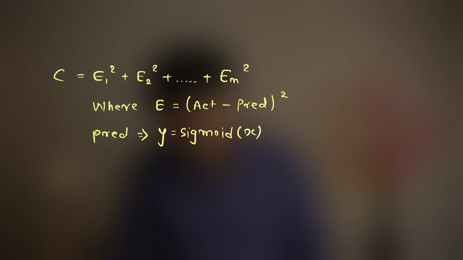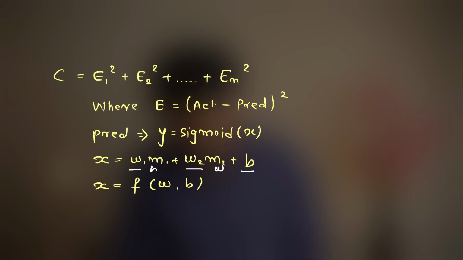So the predicted value was y, and y is equal to sigmoid of x, where x is equal to w1 m1 plus w2 m2 plus b. Here w1, w2 and b are weights and biases, and m1 and m2 are height and width data of the flower. So x becomes a function of weight and bias. And if x is a function of weight and bias, then ultimately the cost function will also become a function of weight and bias. For simplicity, let's remove b. So our cost function c becomes a function of w.